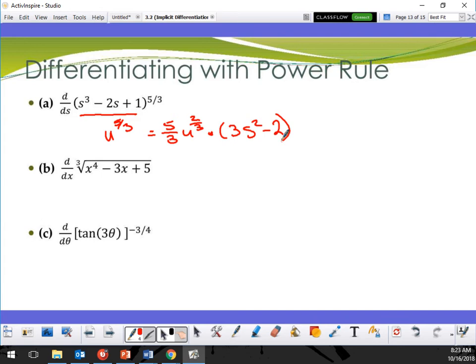I did a little u sub right there just to be able to get this out so I could actually understand this is my u, so that's the derivative of the outside times the derivative of the inside. But now let's replace u. So if I put u back, that's going to be 5/3. My u is s to the third minus 2s plus 1. All that is to the 2/3 times 3s squared minus 2. Are we okay here?